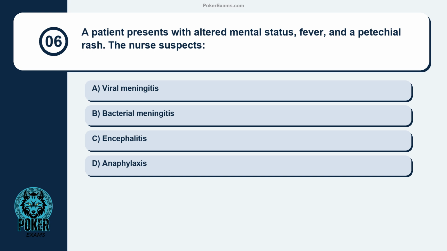Question 6. A patient presents with altered mental status, fever, and a petechial rash. The nurse suspects: viral meningitis, bacterial meningitis, encephalitis, anaphylaxis.